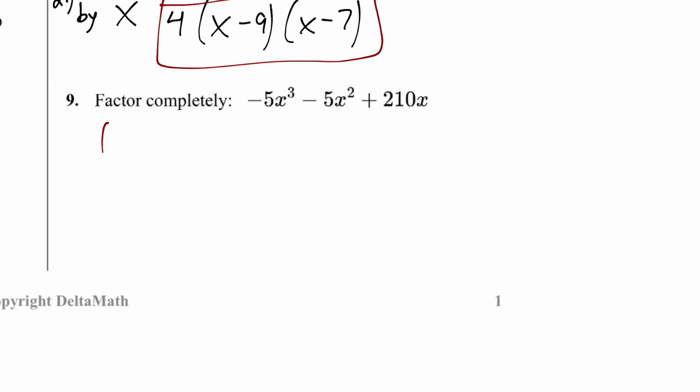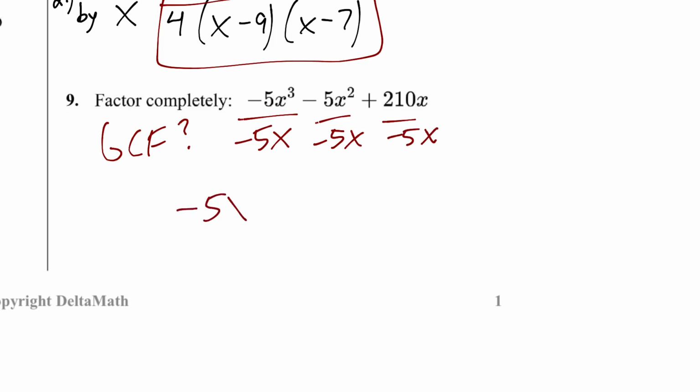So what's the greatest common factor of these 3? Well, 5 goes into all 3, and in fact we want to get rid of that negative, so why don't we use negative 5? And they all have an x as well, so we can divide by negative 5x each of the terms separately.